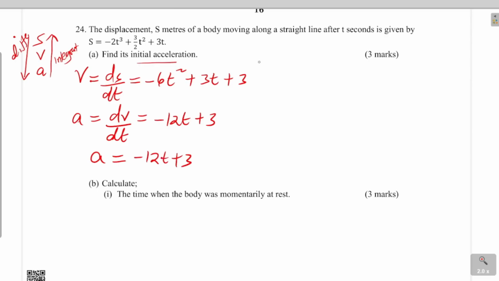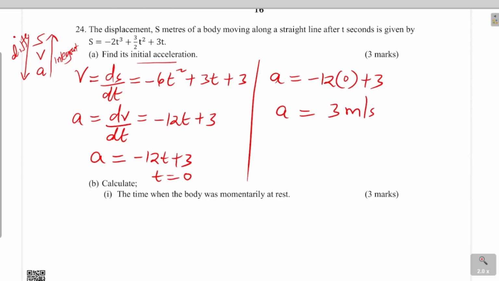The question is asking for the initial acceleration, and now you have the expression for acceleration. At initial acceleration, time is equal to 0. So to get the initial acceleration, you take the expression and substitute t with 0. Negative 12t is 0, plus 3. So acceleration will therefore be 3 meters per second squared.